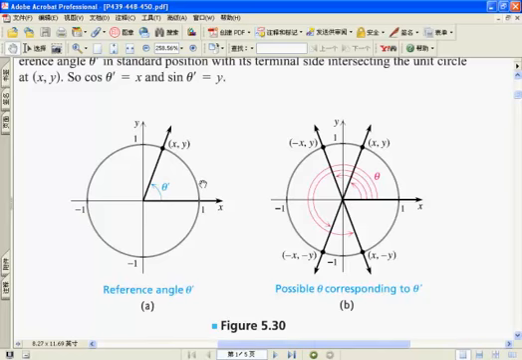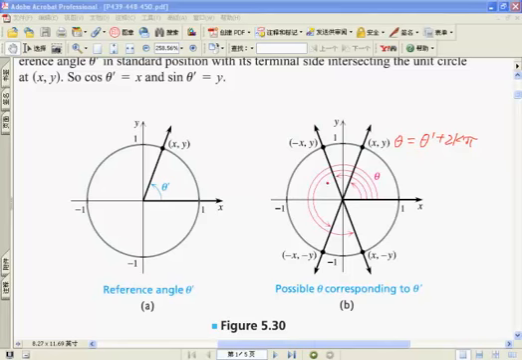So the first case is when theta, this guy, is equal to theta prime plus 2k pi, where k is an integer. That means theta and theta prime have the same initial side and the same terminal side, right? So in this case, theta has theta prime as a reference angle.